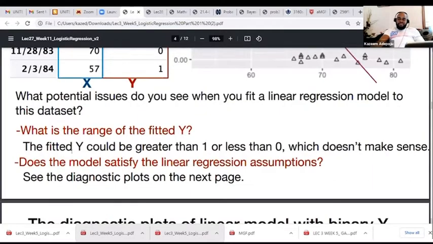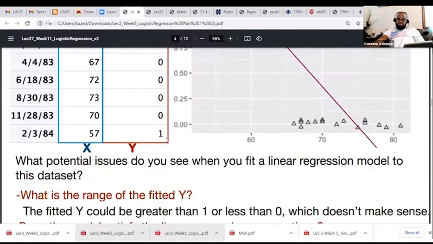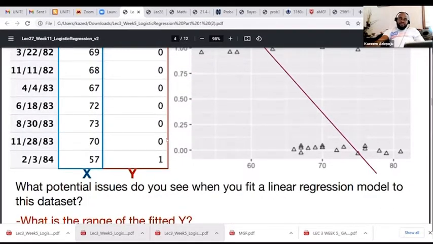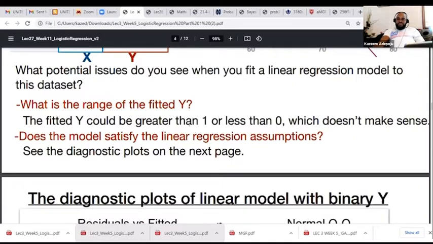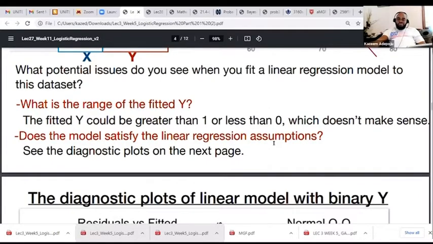And that was why I asked, what is the range of the fitted y? The range of the fitted y should be between 0 and 1, but when you fit a linear regression model, it's going to go over that. The fitted y could be greater than 1 or less than 0, which doesn't make sense. Another question I want to ask: does the model satisfy the linear regression assumptions? No, it doesn't. Exactly. So it does not, because thank you so much for sharing.